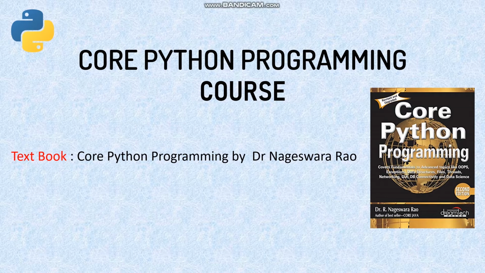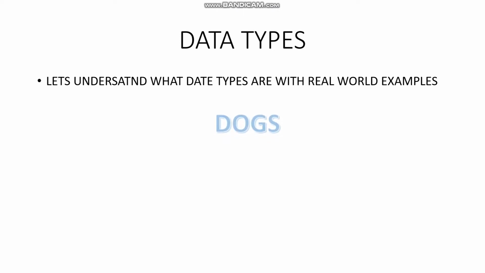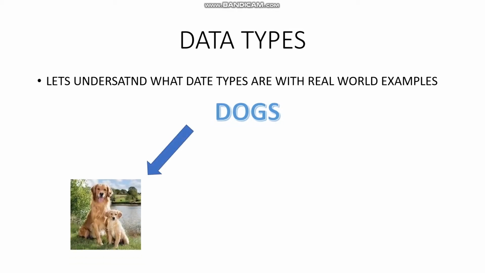So in this tutorial, you're going to learn about data types. Let's first take an example of a real-world object. We know about dogs, right? There are so many breeds of dogs. Let's take, for example, the golden retriever.